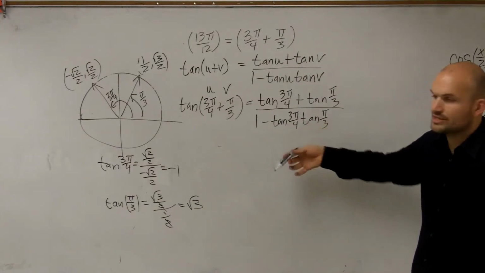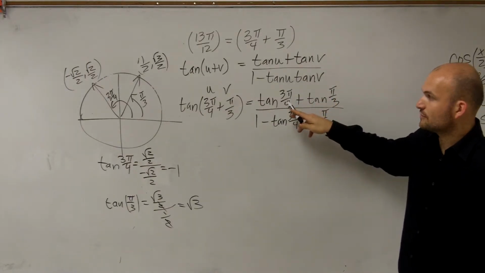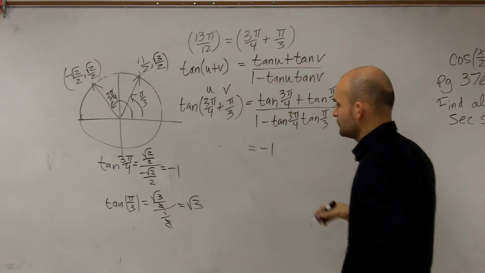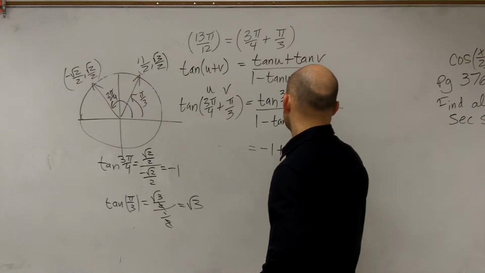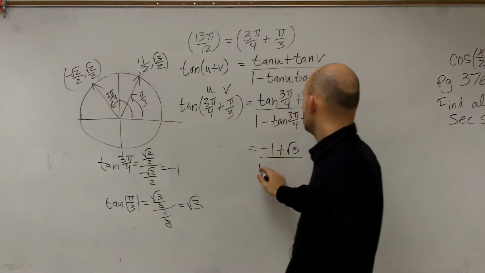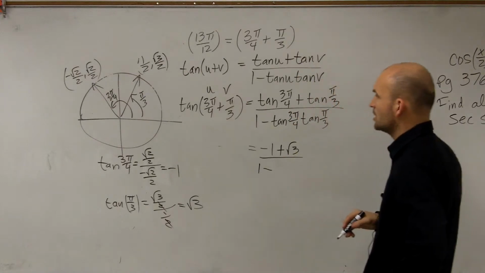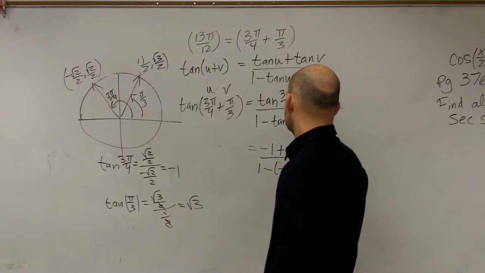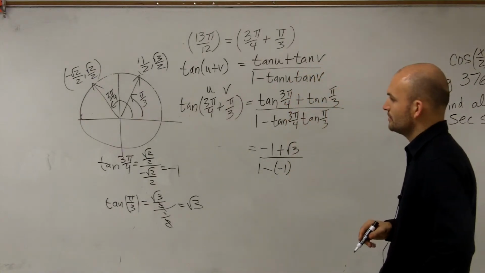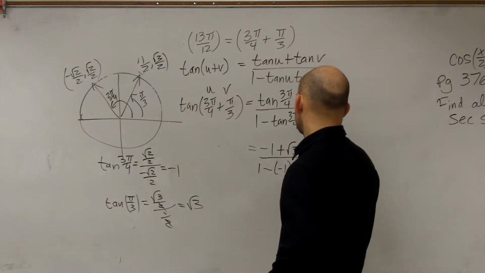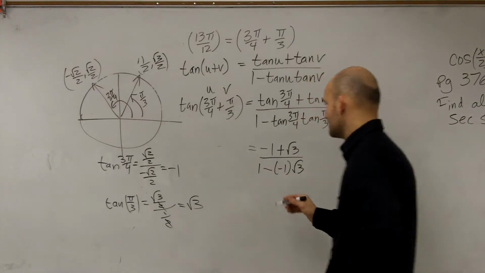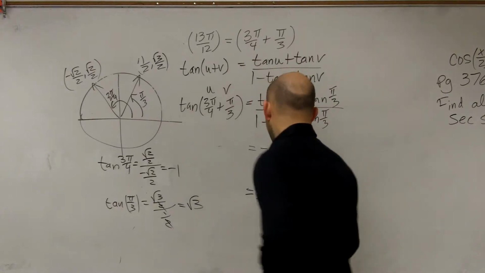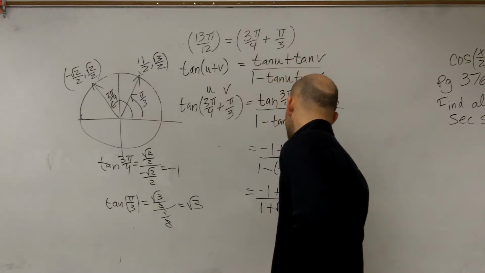So now we just plug in our answers. The tangent of 3 pi over 4 is negative 1. The tangent of pi over 3 is the square root of 3, all over 1 minus tangent of 3 pi over 4, which is negative 1, times the tangent of pi over 3, which is the square root of 3. Okay, so now we simplify. That equals negative 1 plus the square root of 3, all over 1 plus the square root of 3.